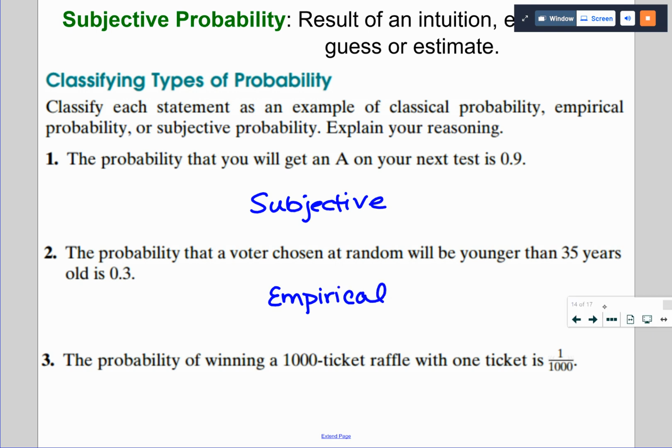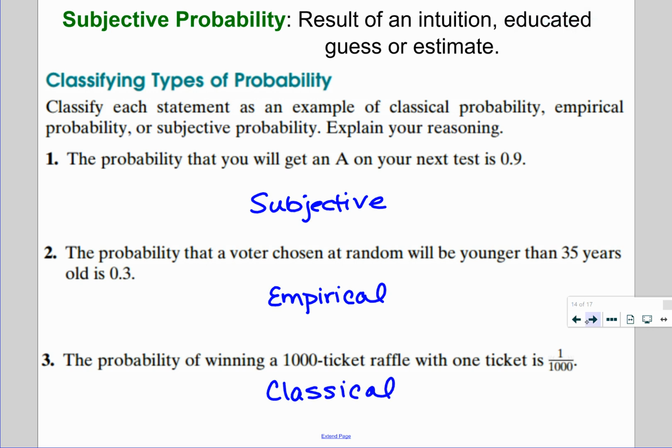The last one: probability of winning a 1,000-ticket raffle. I buy one raffle ticket and 1,000 are sold. My probability of winning is 1 out of 1,000. What type of probability is that? That's classical. That's based on theory.